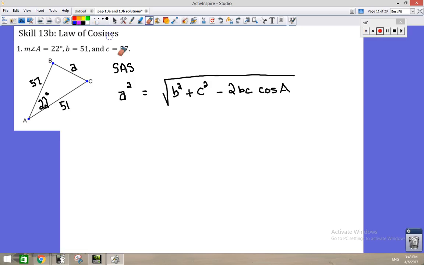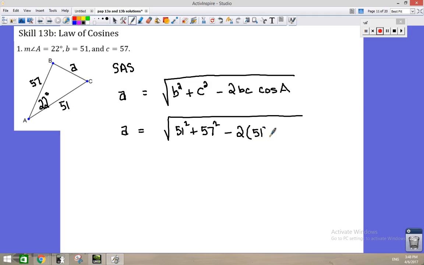And I'm not interested in putting my plus or minus sign there. Since this is a length, I know it's going to be positive. So I'm ready to substitute these known values and then jump to the calculator. We've got the square root of 51 squared plus 57 squared minus 2 times 51 times 57 times the cosine of 22 degrees, not radians, degrees.